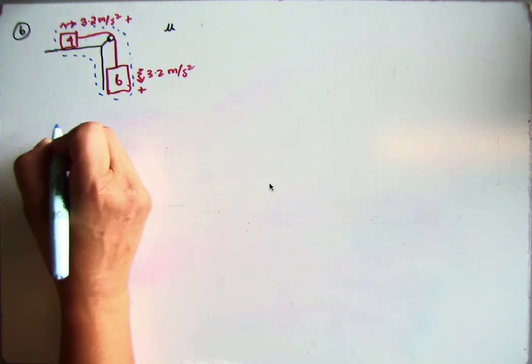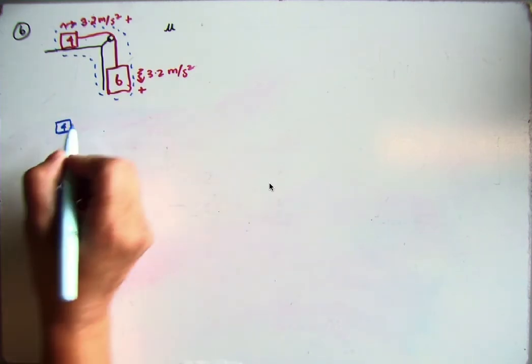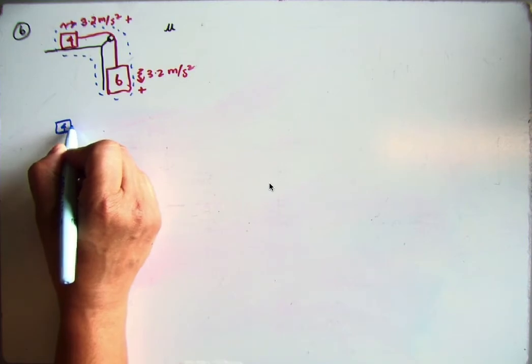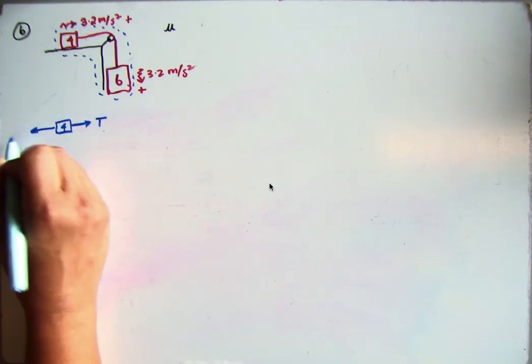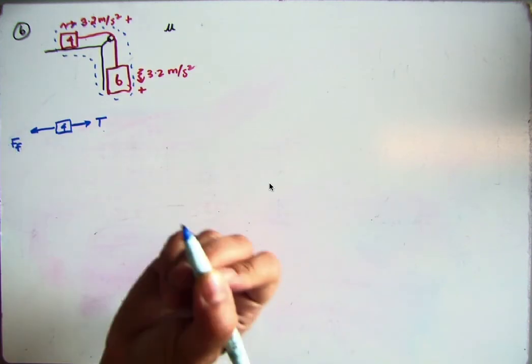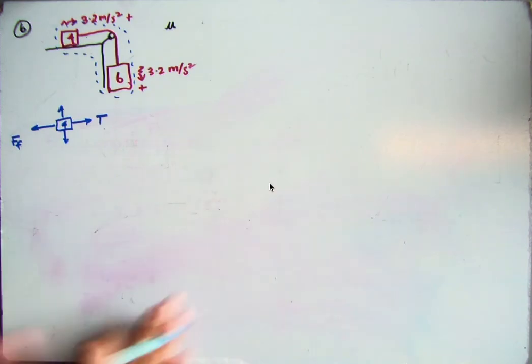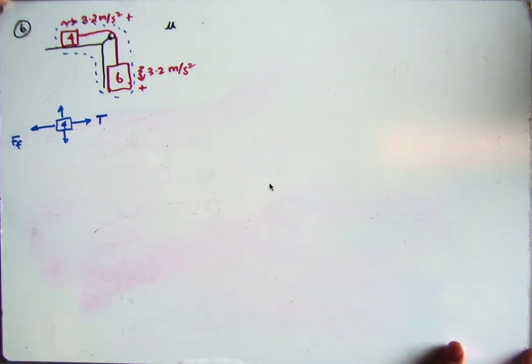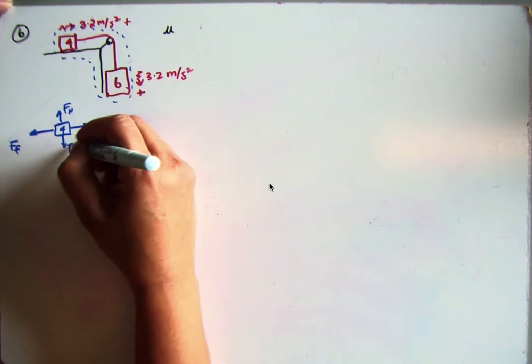So let's look at the 4 kilogram mass. Remember, we always have to draw free body diagrams of these things. The forces acting on the 4 kilogram mass would be tension, pulling it forward, and the force of friction pulling it backward. There's also gravity and the normal force. Those two are balanced. You can draw them if you want. You don't have to, but they are there, FG.